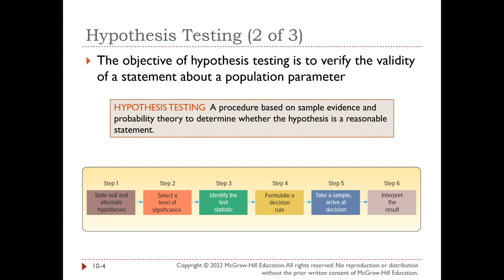So step one, we want to state the null and alternative, or alternate, hypotheses. Step 2, select a level of significance. Step 3, we're going to identify the test statistic. Step 4, formulate a decision rule. Step 5, take our sample and arrive at a decision. And then step 6, we're going to interpret the result. Now again, we've kind of already done 5 and 6 before in a few other chapters. Here's the main bulk. What are we doing? Why do we do it?